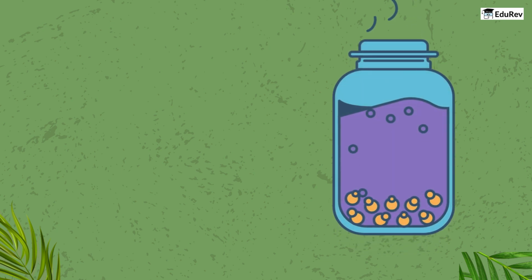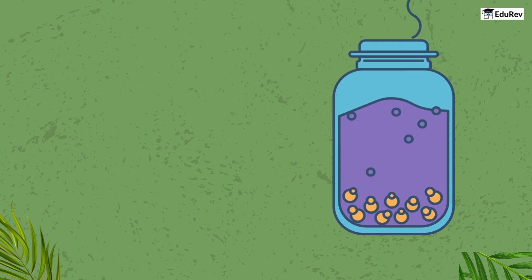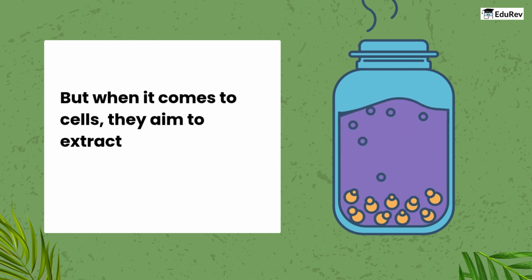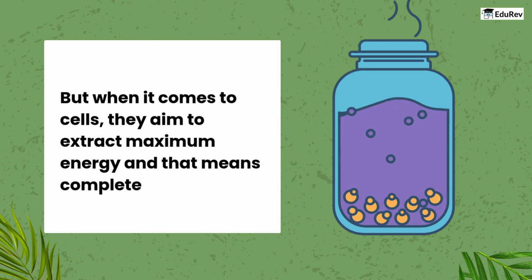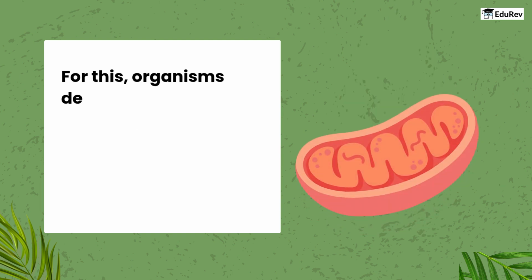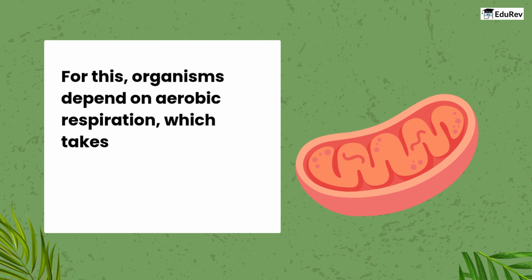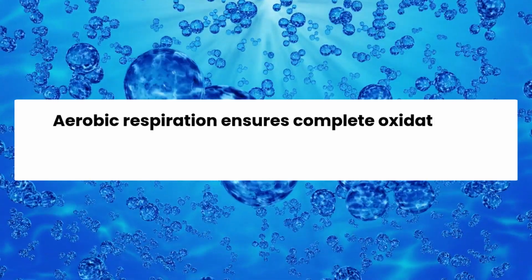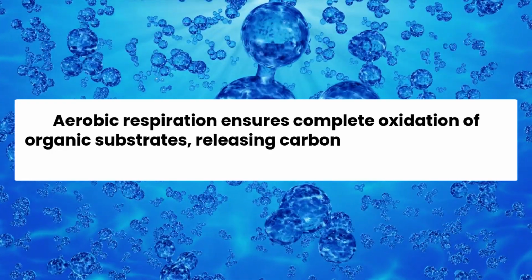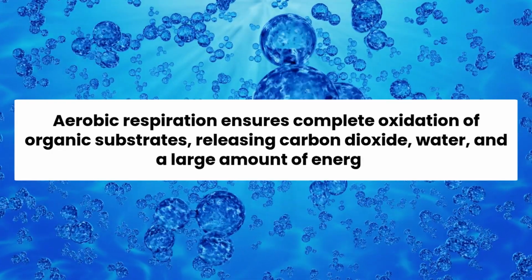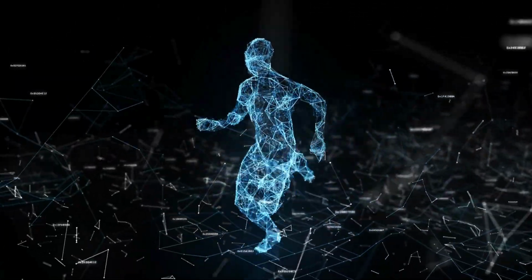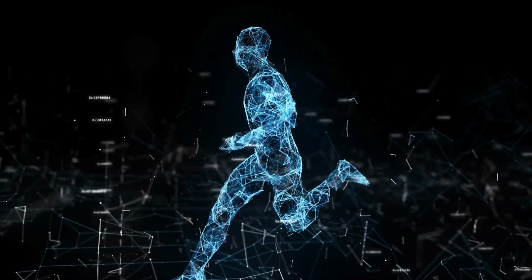Higher alcohol content beverages require distillation or fortification after fermentation. But when it comes to cells, they aim to extract maximum energy, and that means complete oxidation. For this, organisms depend on aerobic respiration, which takes place in the mitochondria of eukaryotic cells and requires oxygen. Aerobic respiration ensures complete oxidation of organic substrates, releasing carbon dioxide, water, and a large amount of energy. This is the most common form of respiration in higher organisms and much more energy efficient than fermentation.